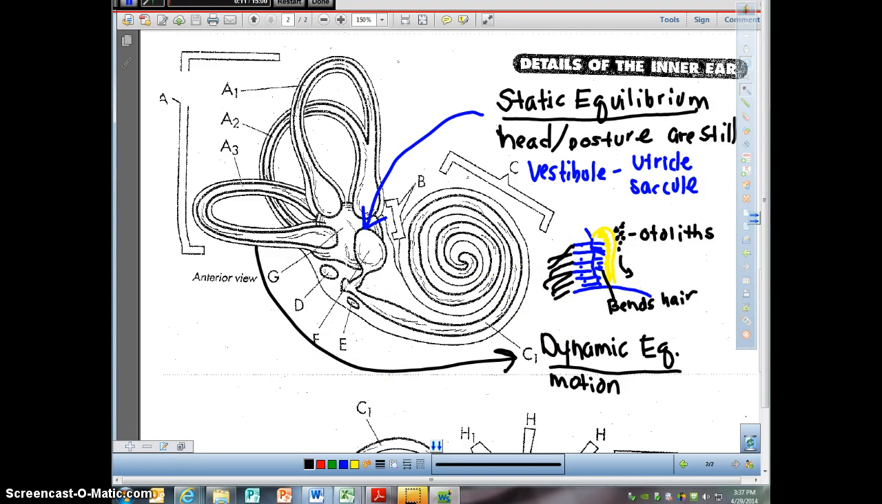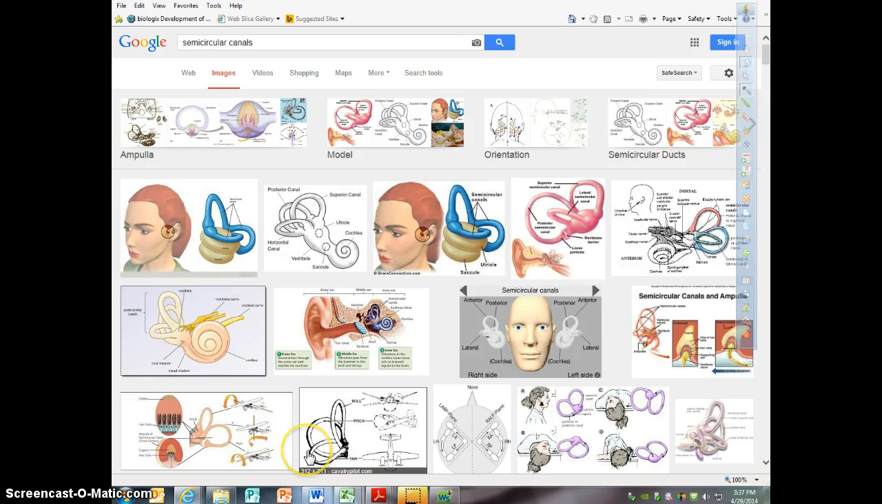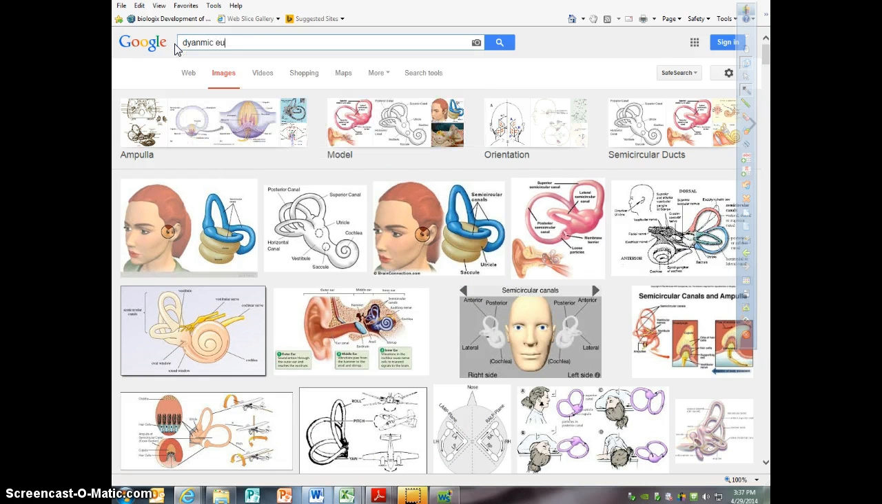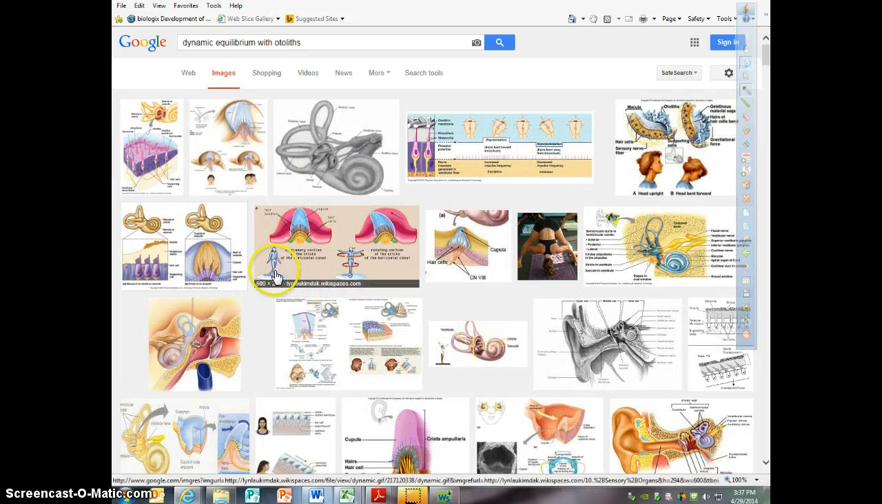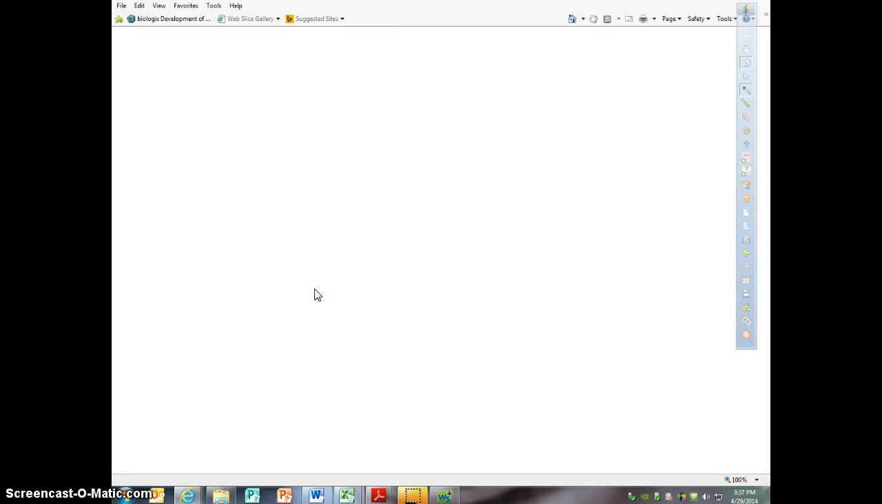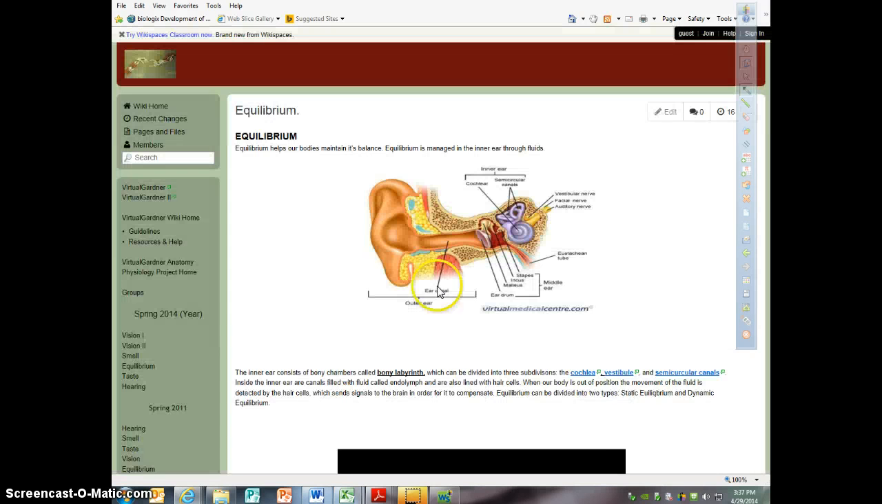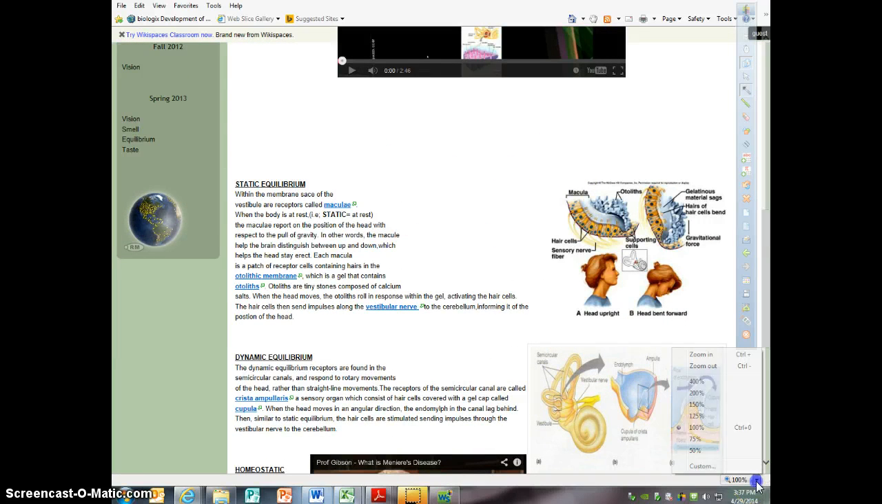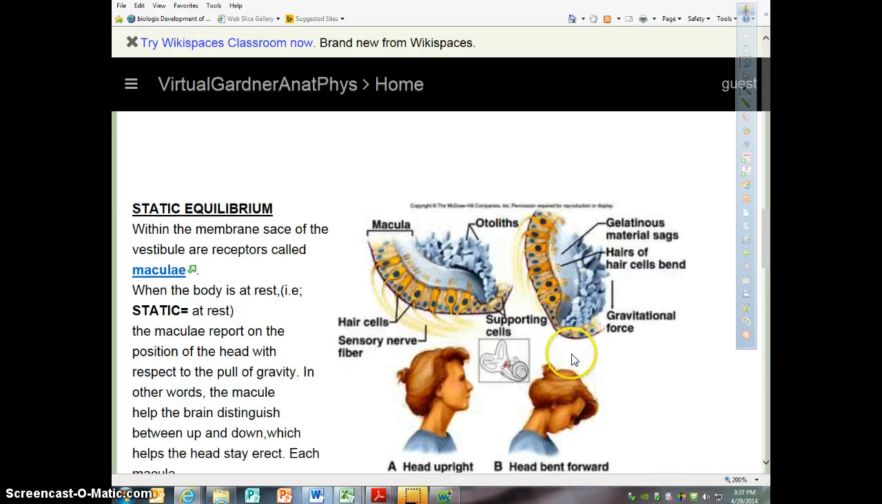Let me see if I can get you a picture. I'm looking for a classic, my favorite picture right here. This is actually right from your textbook. See if this will blow up a little bit. Here it is right here.